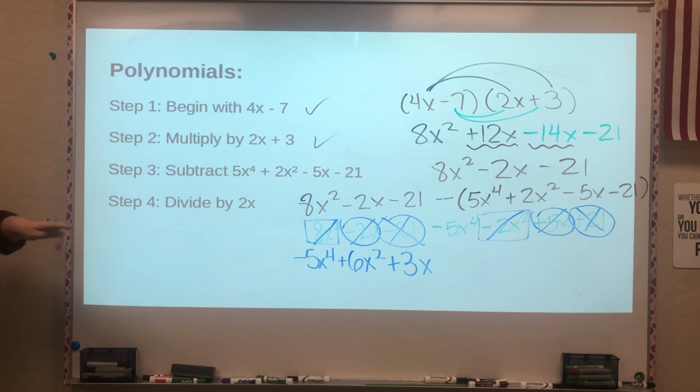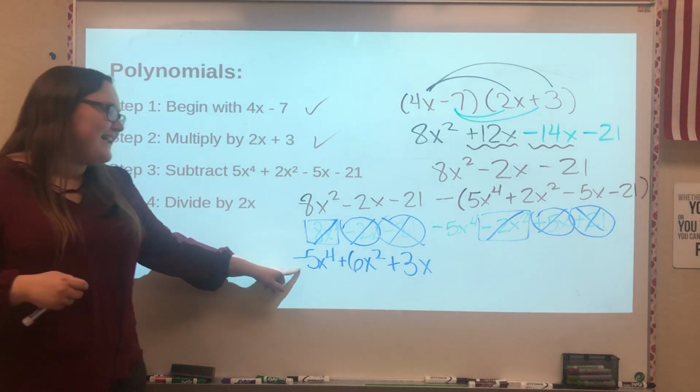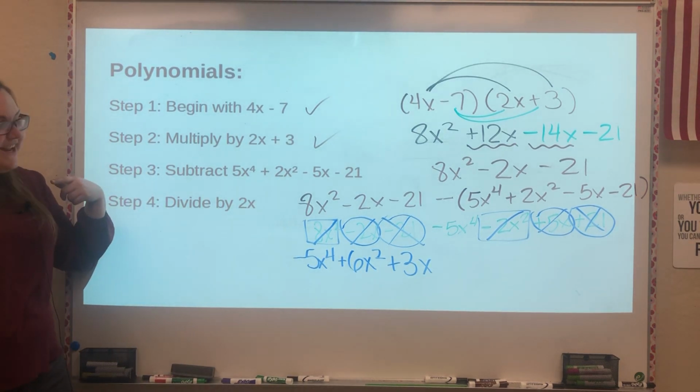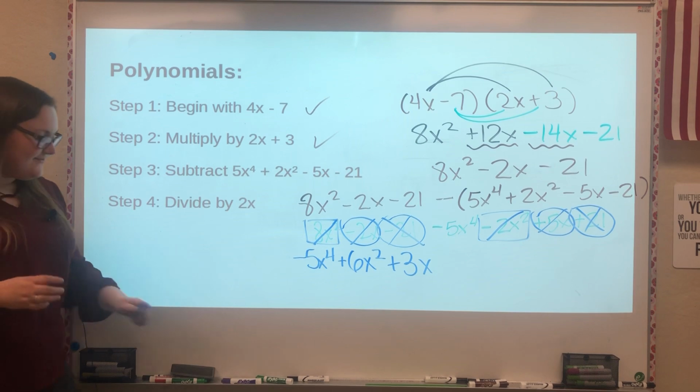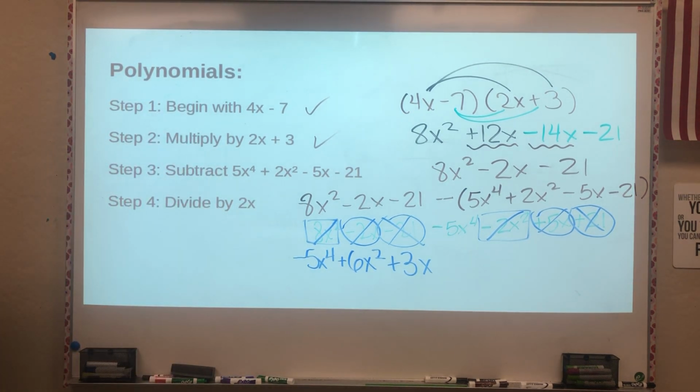Now there was one last step. That last step says divide by 2x. Same as before, if you did not get this after step 3, it's okay. Pause the video now, see if you can fix your mistake. If not, let's figure out what the final answer is to this. I want to divide by 2x.